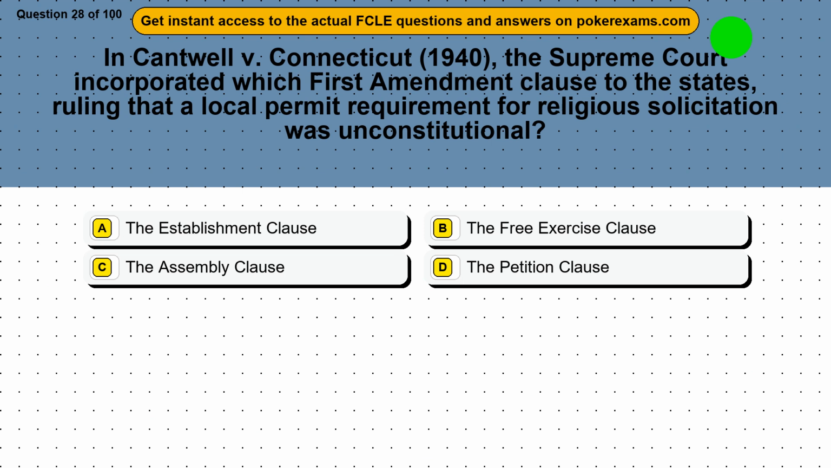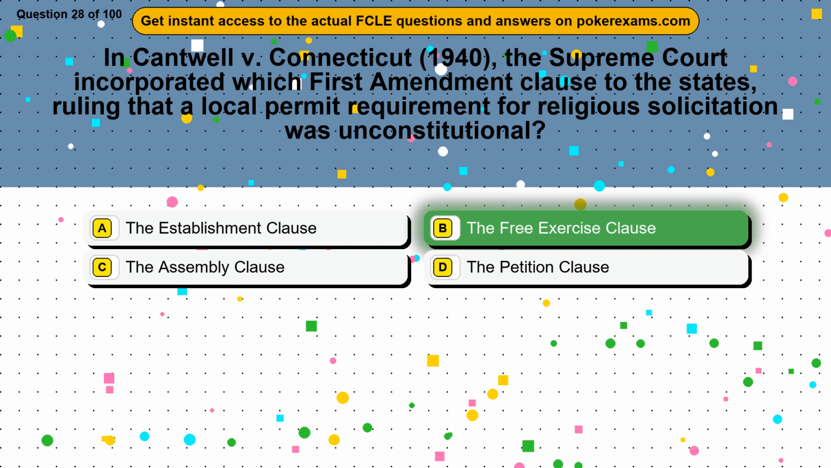Question 28. In Cantwell v. Connecticut, 1940, the Supreme Court incorporated which First Amendment clause to the states, ruling that a local permit requirement for religious solicitation was unconstitutional? Option A, the Establishment Clause. Option B, the Free Exercise Clause. Option C, the Assembly Clause. Option D, the Petition Clause. The correct answer is option B, the Free Exercise Clause.